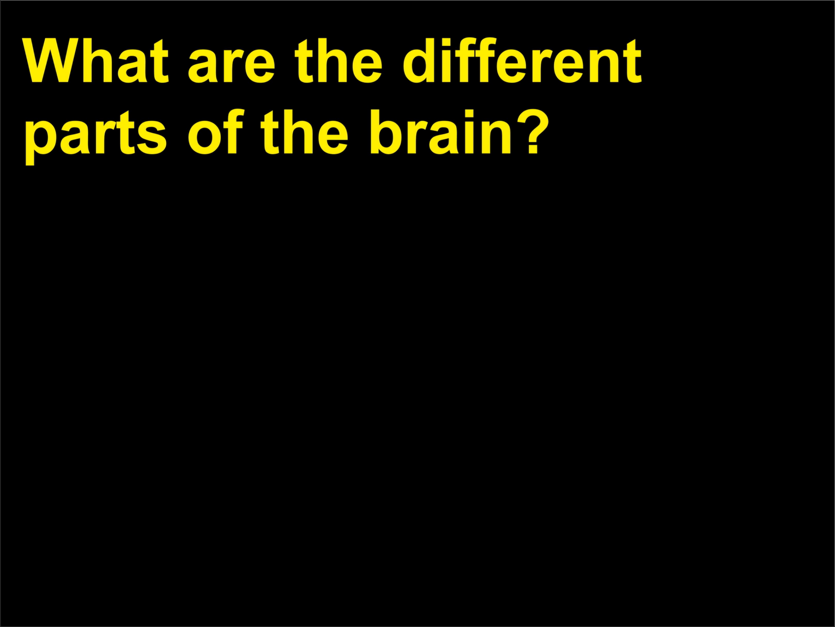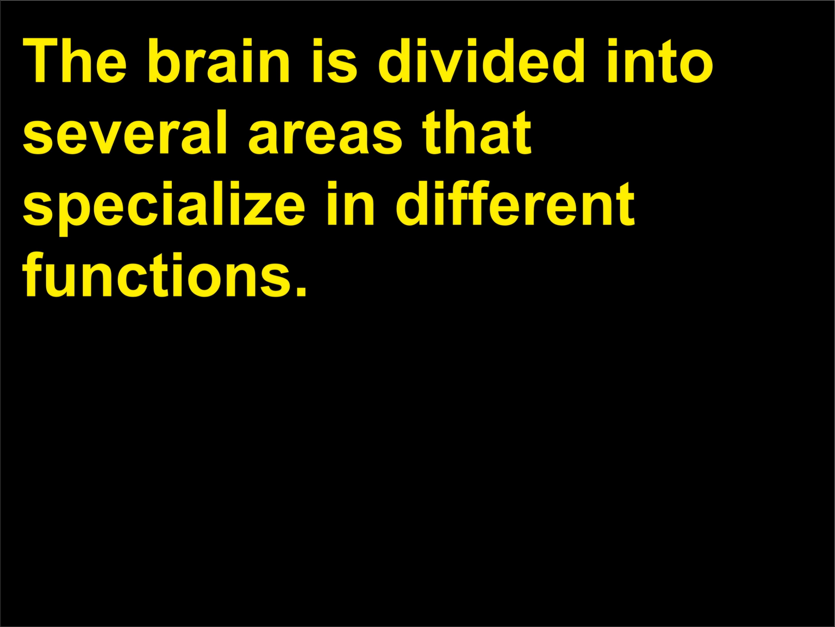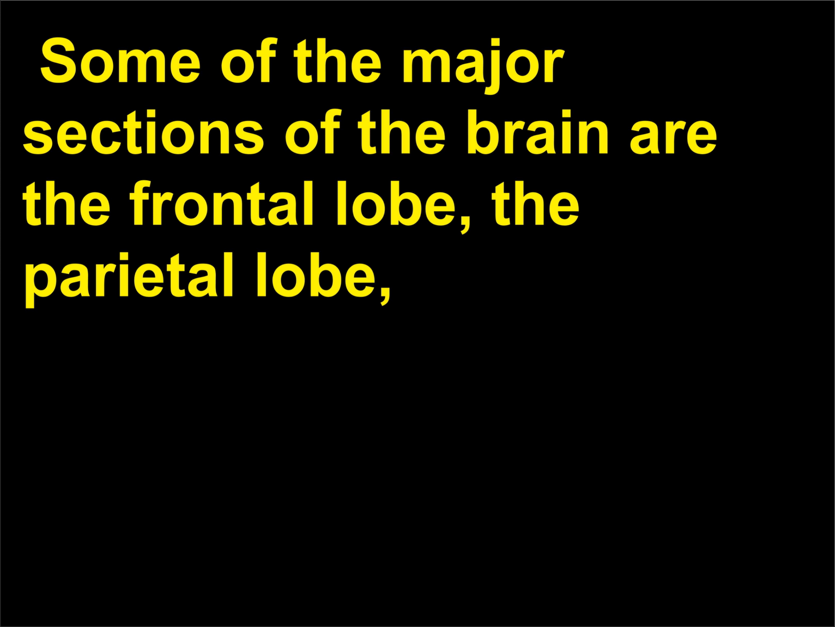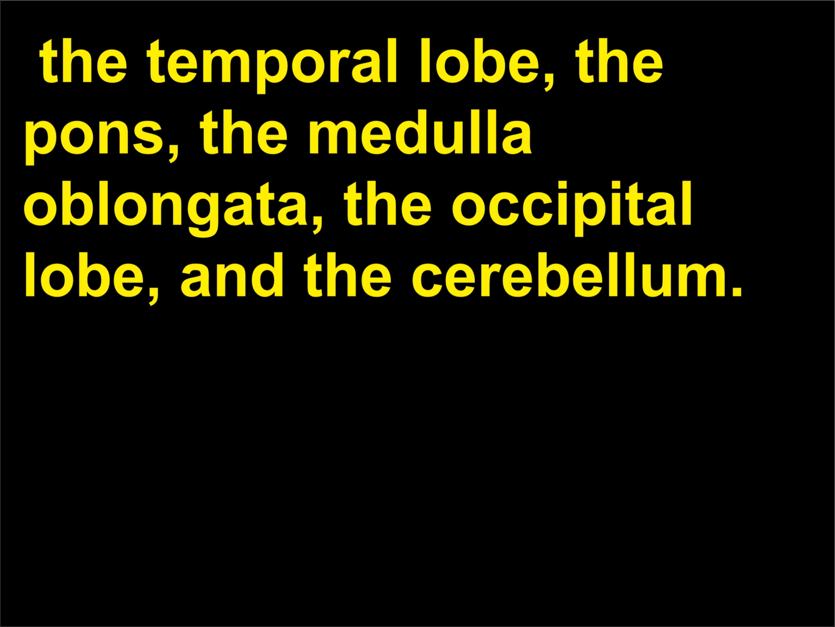What are the different parts of the brain? The brain is divided into several areas that specialize in different functions. Some of the major sections of the brain are the frontal lobe, the parietal lobe, the temporal lobe, the pons, the medulla oblongata, the occipital lobe, and the cerebellum.